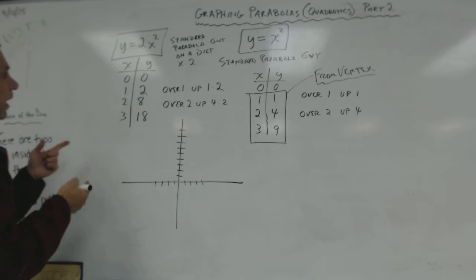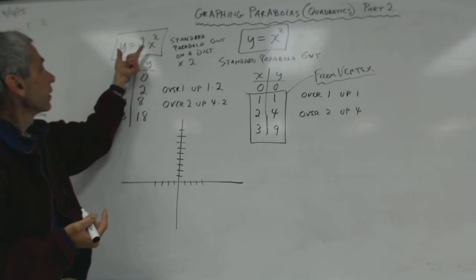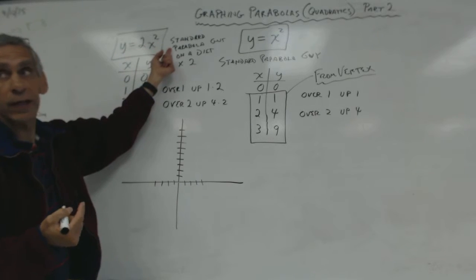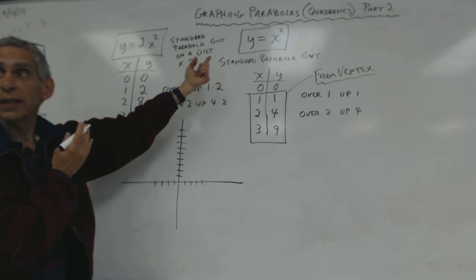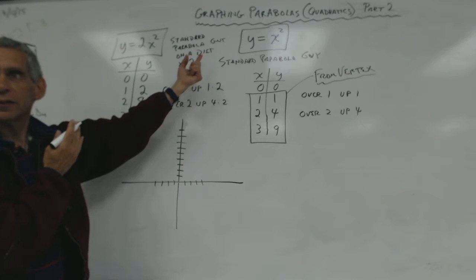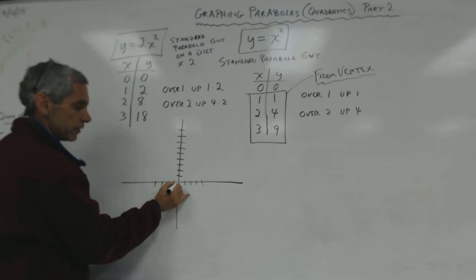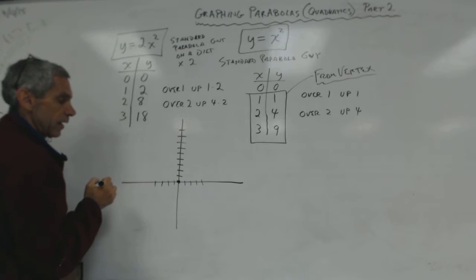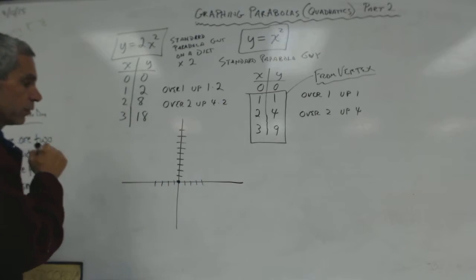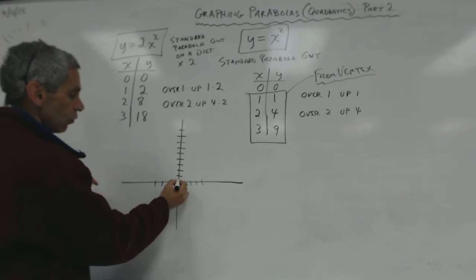Alright, so if I'm going to graph this, I first have to figure out where my vertex is. I've got an A, I have no B, so the vertex is going to be on my y-axis. I have no C, which really means I do have a C. My C is 0, right? So that means at 0, I'm going to put my dot. That's my y-intercept, where the parabola intersects the y-axis.